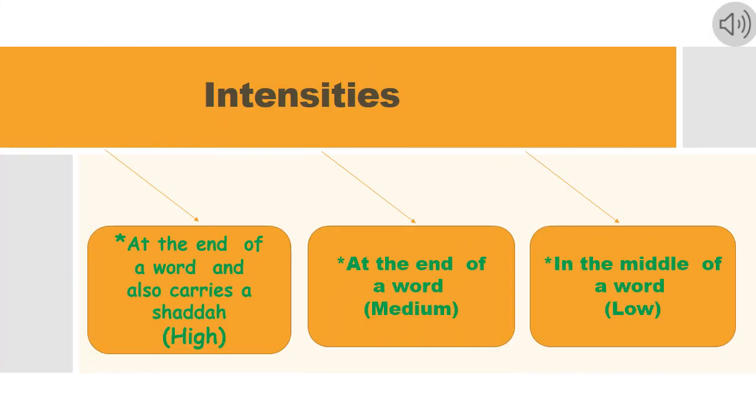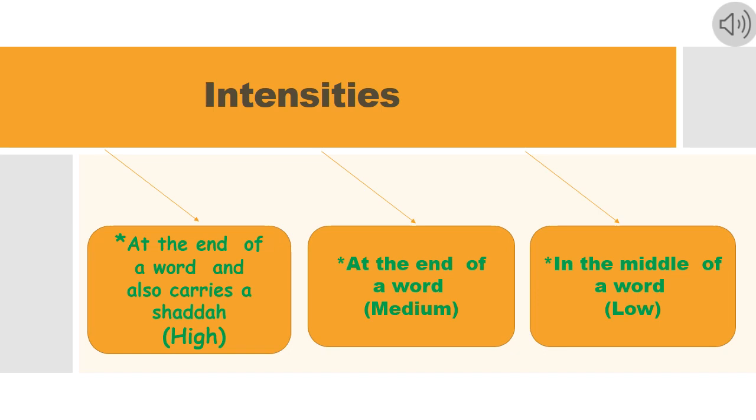Intensities. Now, we are going to look at what we call intensities, because the intensity of the echo can change depending on certain scenarios. And there are three levels of intensity. So we will look at the first level. If the echo letter is sakin in the middle of a word, then the intensity of the echo is what we call low, the lowest level, okay? I'll explain it and give examples in a minute, so focus now.